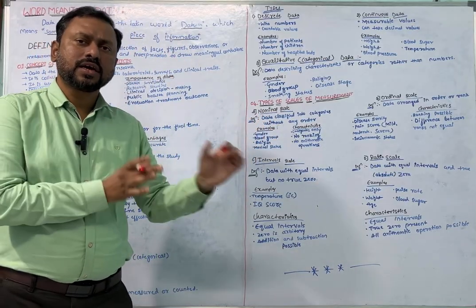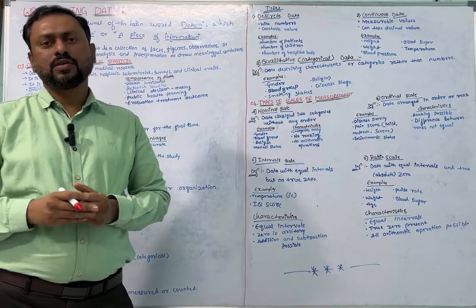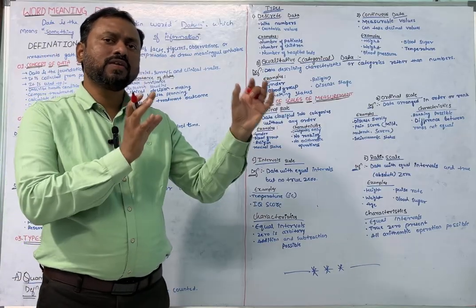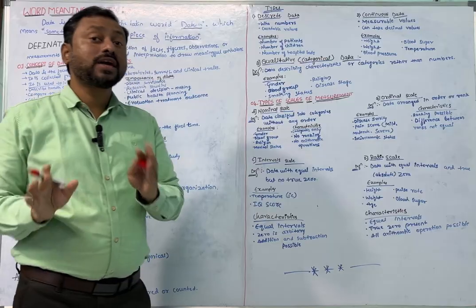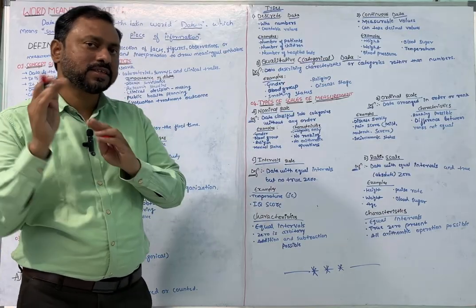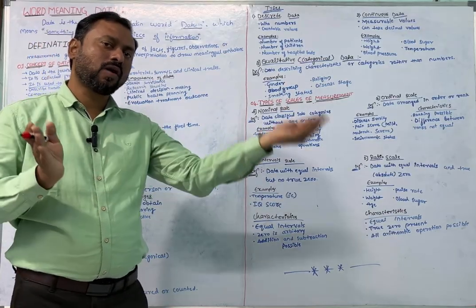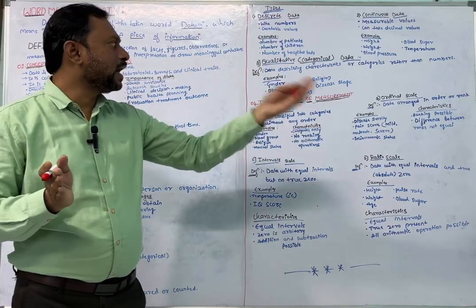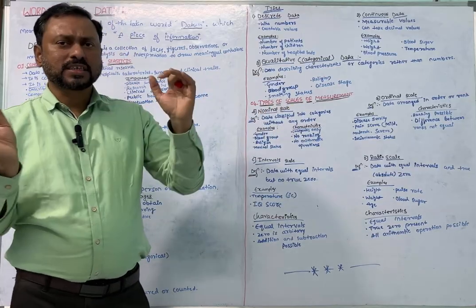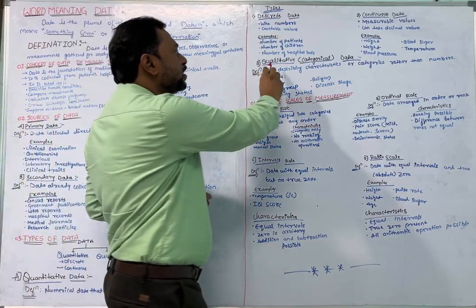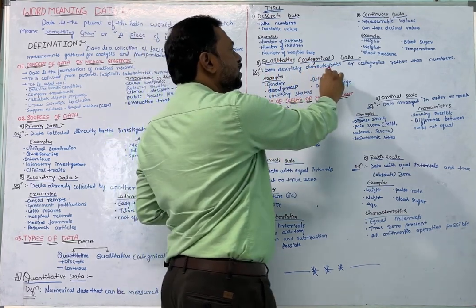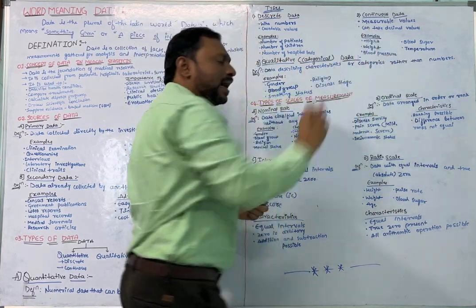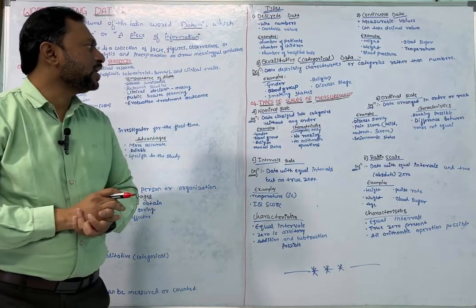The next is the qualitative data. Qualitative means we are only collecting the characteristics and categorizing. We are not taking numbers here. The difference is that quantitative is numbers, while qualitative describes the characteristics and categories. So qualitative data is nothing but categorical data. Data describing a characteristic or category rather than a number is called qualitative data.